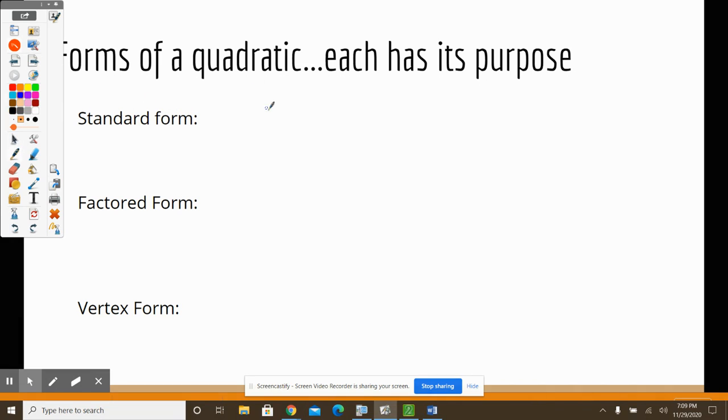Okay, so let's remember what we know. Standard form. This stuff we already know, ax squared plus bx plus c. Okay, it's still not good for graphing. It's good for typing in our graphing calculator, and it's really good for finding the y-intercept. It's a nice clean function. That's why we like typing it into our graphing calculator.